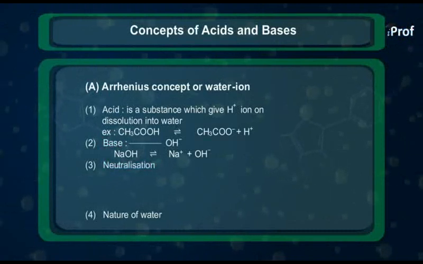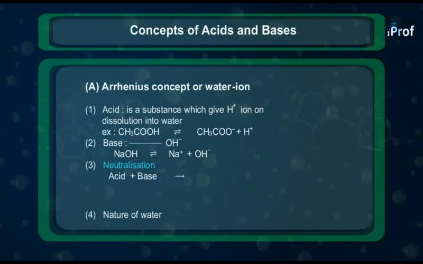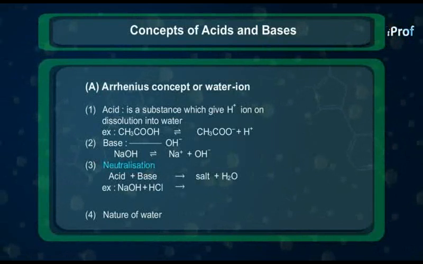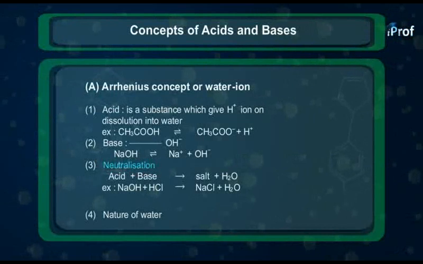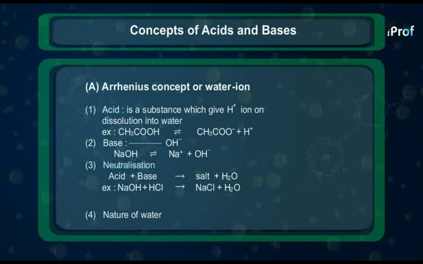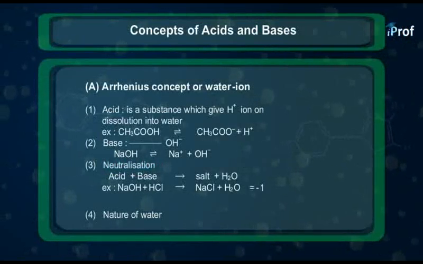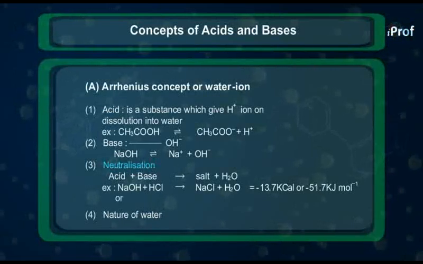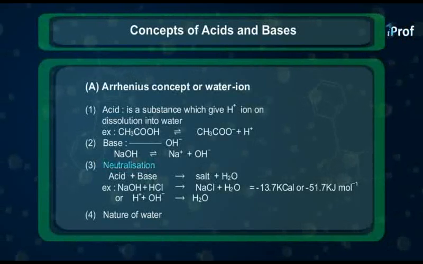The third point is, what is neutralization? According to this concept, when an acid reacts with a base, the products are salt and water. For example, in aqueous medium, NaOH combines with HCl to form NaCl and water. This process is always exothermic, and the amount of heat liberated is known as heat of neutralization or enthalpy of neutralization, whose value at 25 degrees Celsius is found to be 13.7 kilocalories per mole or 51.7 kilojoules per mole. Actually, neutralization is a reaction between hydrogen ions of the acid and OH- ions of the base to form water.